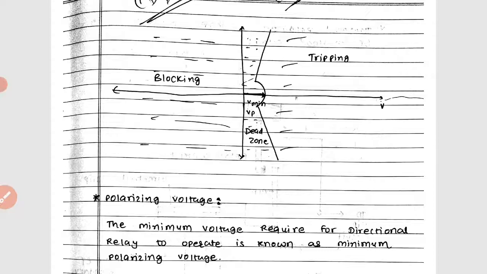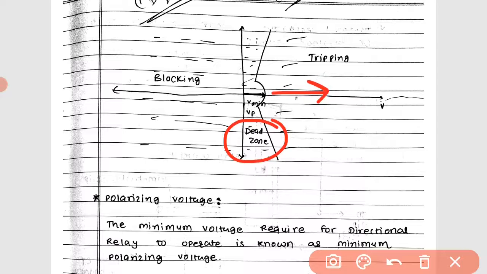Above the polarization voltage, our induction cup relay works. In between or below the polarization voltage, our induction cup relay does not work. This part is known as the dead zone. Above that voltage there is tripping and below that voltage there is blocking.